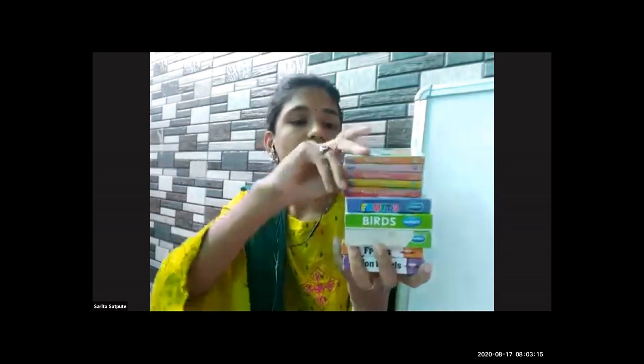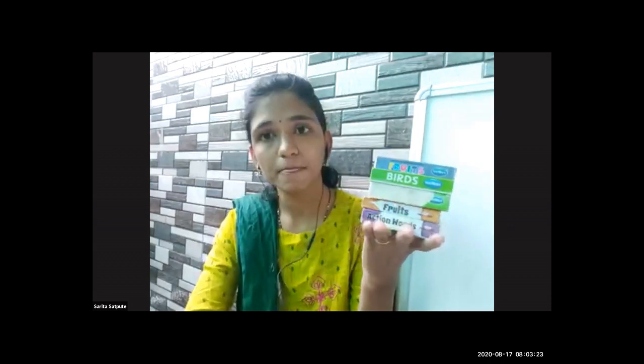Here I have 10 books in my hand. If you can see, I have 10 different books in my hand. Out of these 10 books, if I give five books to some other person, how many books are left with me? You can just count 1, 2, 3, 4, 5. So there are only 5 books left with me. I had 10 books with me, I gave 5 books to someone else, so I have only 5 books left.